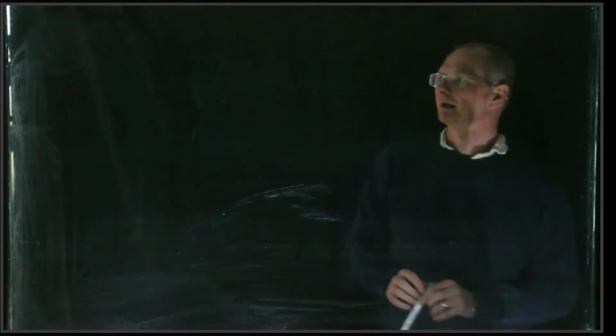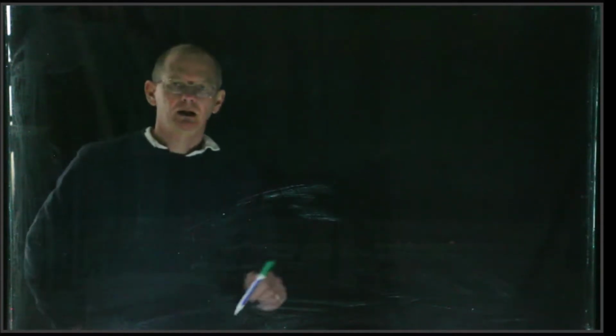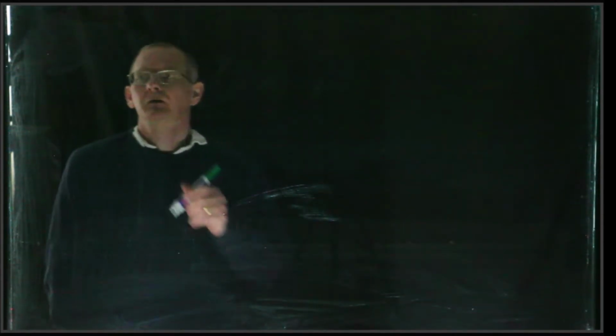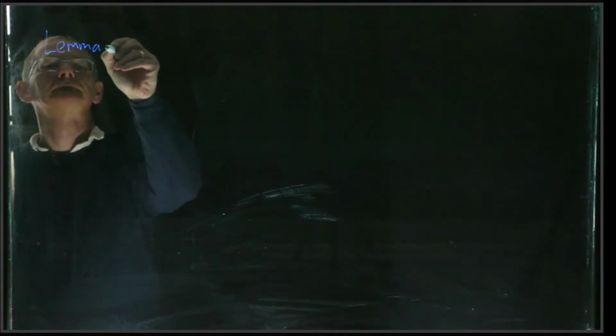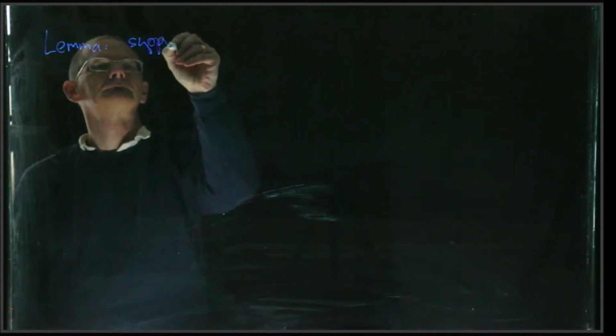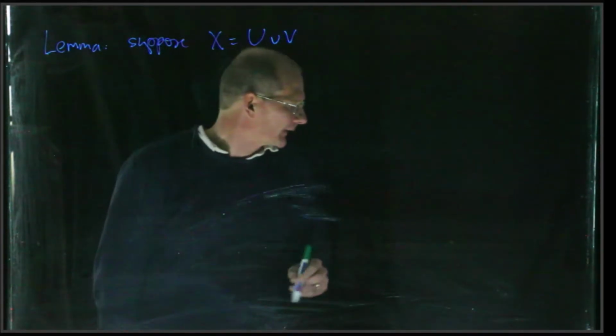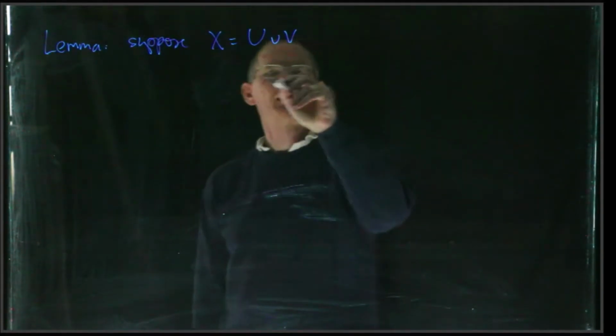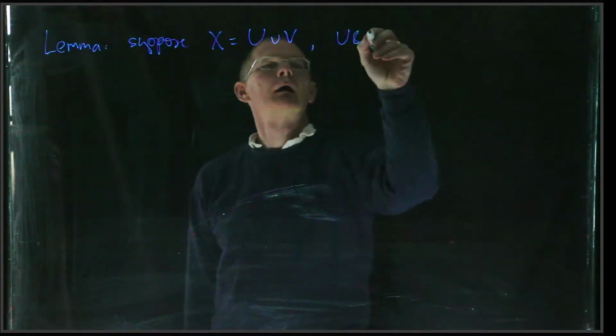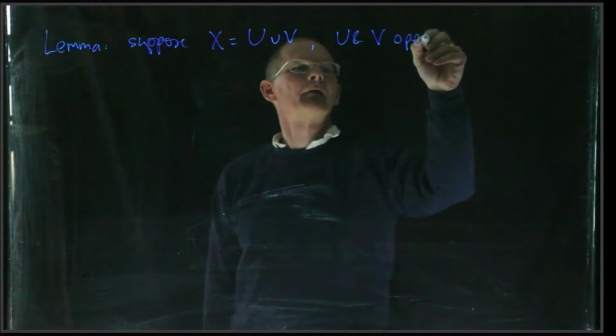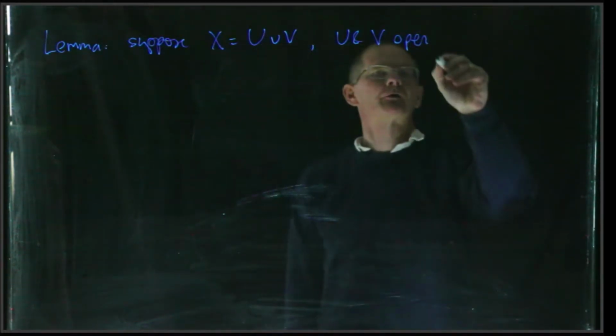So previously we used the Mayer-Vietoris sequence to calculate the homology of spheres. And now we're going to start doing some various other examples of things that we can calculate with the Mayer-Vietoris sequence. First, we'll just have a general lemma. Let's suppose that X is the union of two open sets, as in the usual deal with the Mayer-Vietoris sequence.